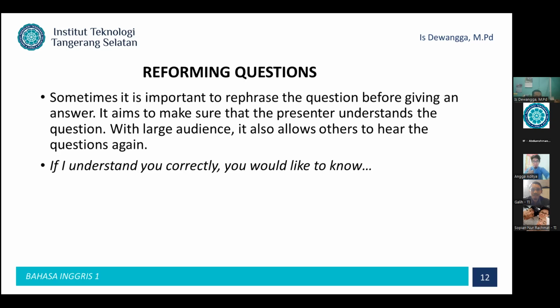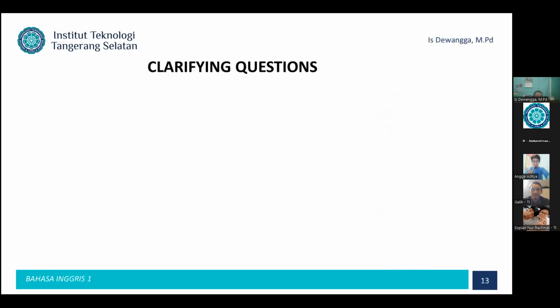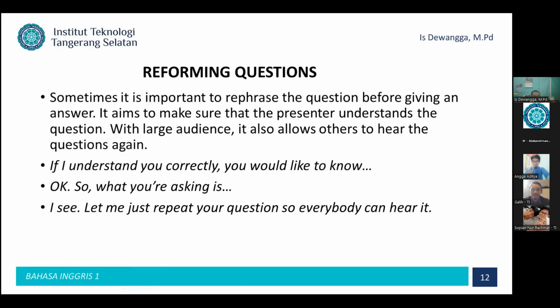You may say, "If I understand you correctly, we would like to know..." or "Okay, so what you are asking is..." so you rephrase the audience's question. Or "I see, let me just repeat your question so everybody can hear it." This is how to reform the question by rephrasing the question from the audience, so everybody can hear and understand the question too.